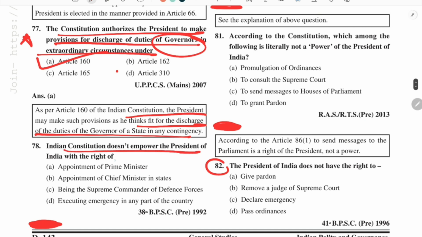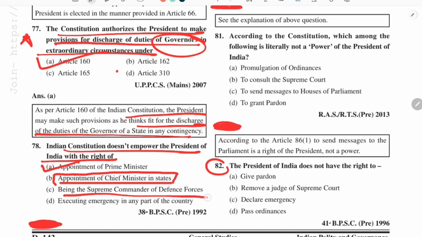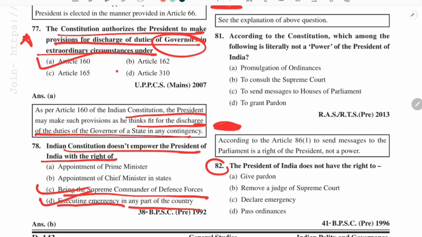Indian Constitution does not empower the President of India with the right of... he obviously appoints the Prime Minister, appointment of Chief Minister in the state. So that is not the task of the President, that is the task of the Governor. Being the Supreme Commander of Defense Force, that is correct. Executing emergency in any part of the country, that is true, because all the executive decisions are taken by the President. Emergency is also executed by the President. So here the answer must be B. So the answer is correct.